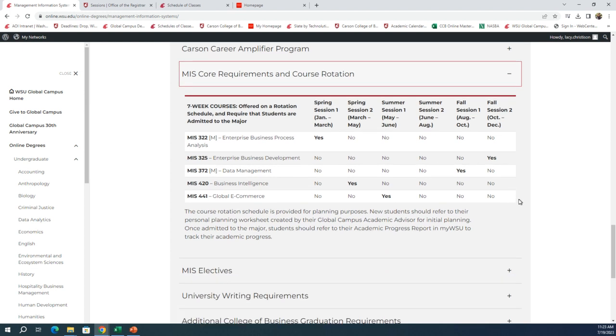And this is a good visual to see that those upper division major courses are only offered once a year. For example, MIS 325, which is Enterprise Business Development, is a required course for MIS at Global Campus. If we navigate to where we can find the Yes column, we'll see that that course is only offered in the fall and it's only second session. And again, you can find that same information on your planning worksheet as well as the prerequisites. With prerequisites though, make sure that you're also checking them in the catalog as they can change.